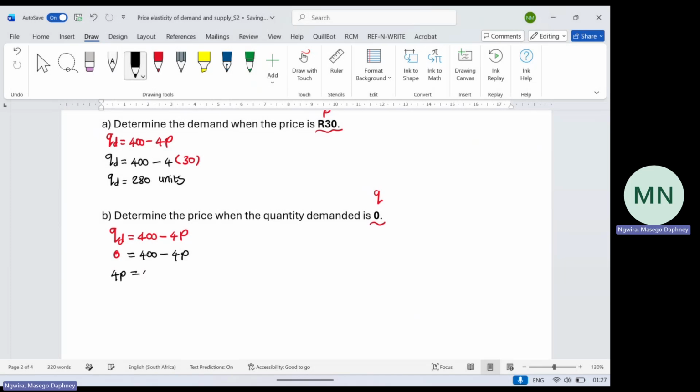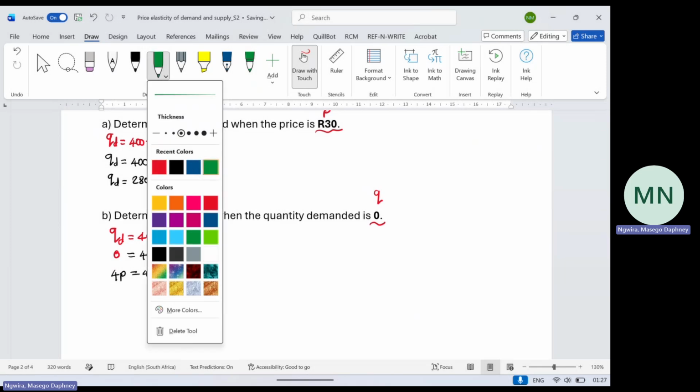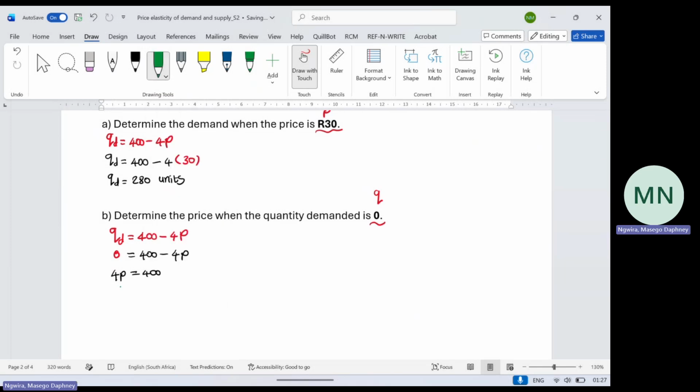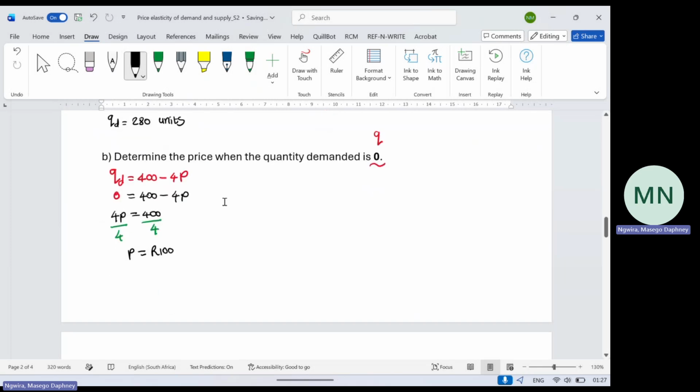P is equal to 400. And then now we need to solve for P. So we are going to divide both sides by 4, because we want to solve for P. Then this means that P will be equal to 100 rand. All right, so that's the price when the quantity demanded is 0.